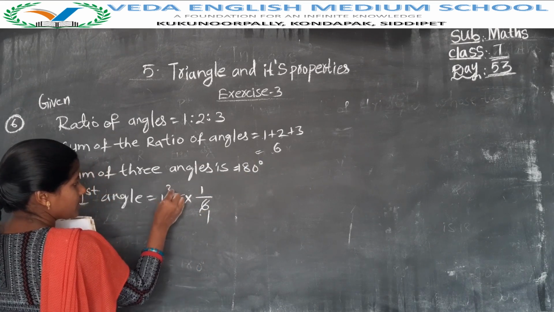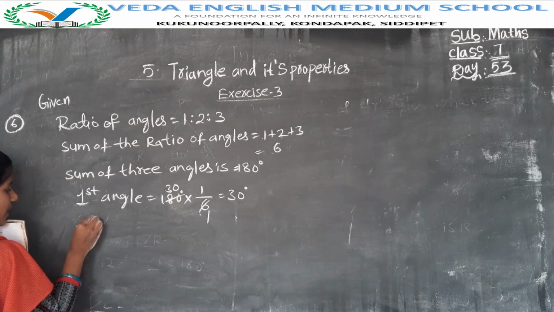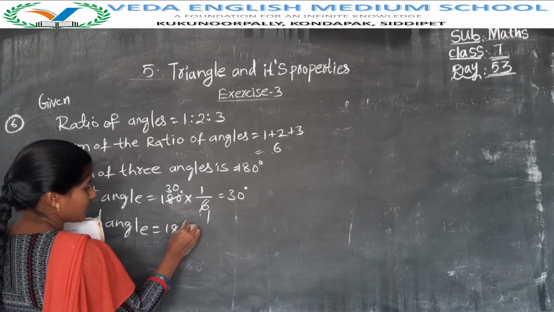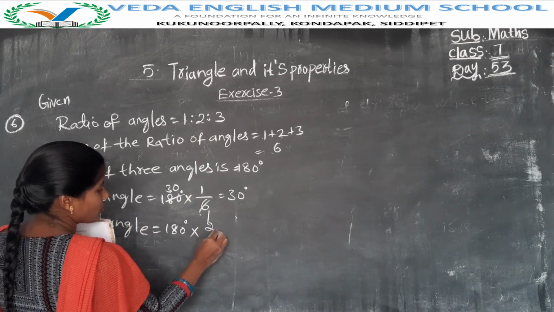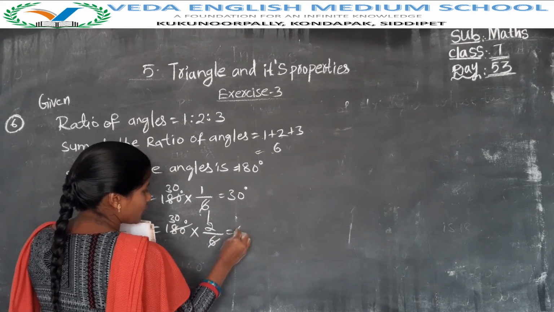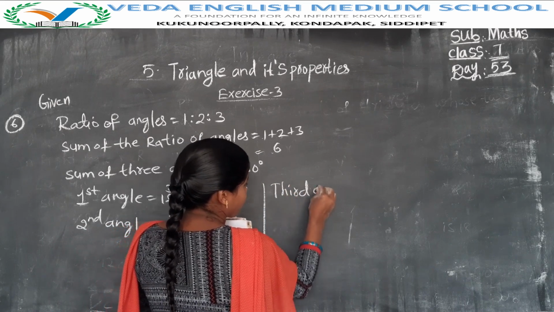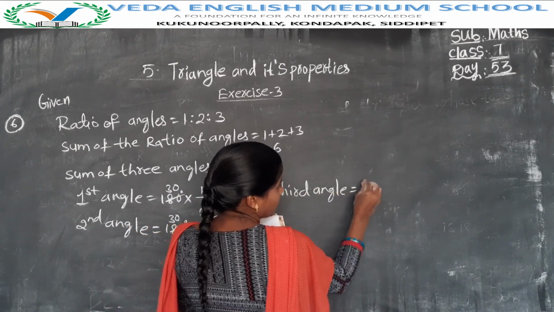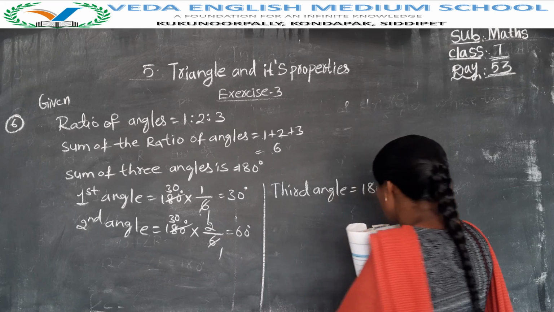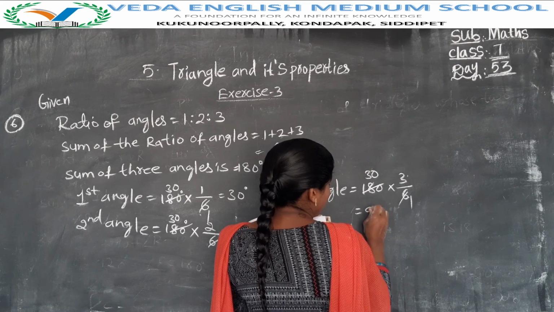6 ones are 6, 6 thirties are 180. The first angle is 30 degrees. Then the second angle is 180 degrees into the second ratio 2 by the sum of the ratio 6. 6 ones are 6, 30 twos are 60 degrees. Then finally the third angle is equal to 180 into the third ratio 3 by the sum of the ratio 6. 6 ones are 6, 30 threes are 90 degrees.